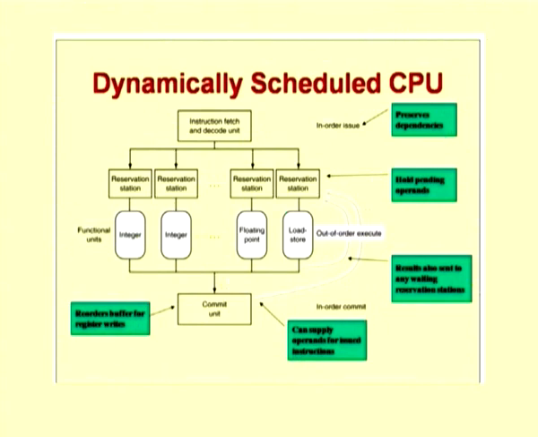Remember, the two terms that we have introduced here are reservation stations, which will hold the instructions before they are executed, and reorder buffer, where the instruction will be present after it has completed execution. Information will be provided in this reorder buffer, and this is the commit unit. From the reorder buffer, it will be committed in order. So, we say in order commit.